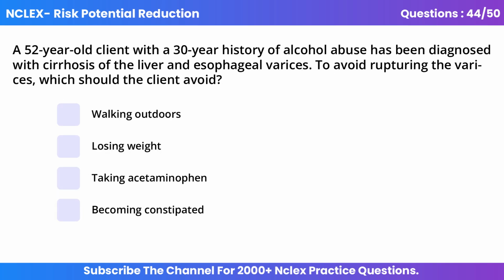Question 44. A 52-year-old client with a 30-year history of alcohol abuse has been diagnosed with cirrhosis of the liver and esophageal varices. To avoid rupturing the varices, which should the client avoid? D. Becoming constipated.